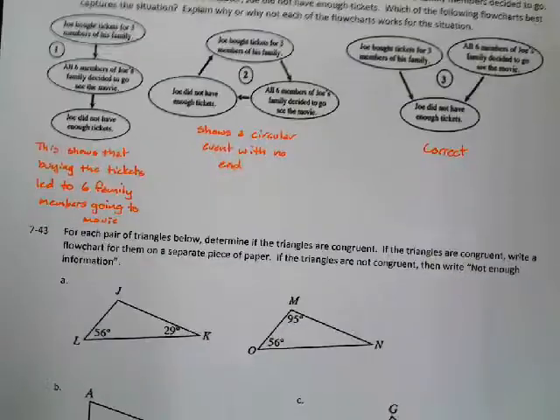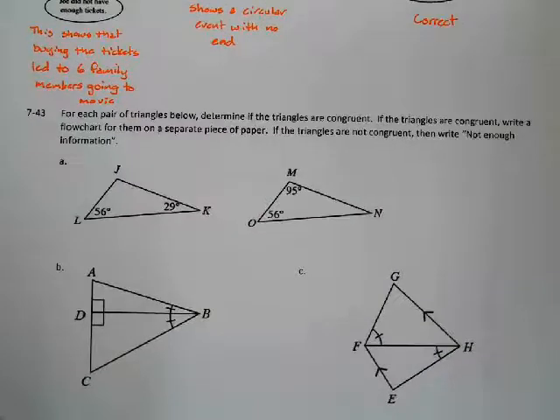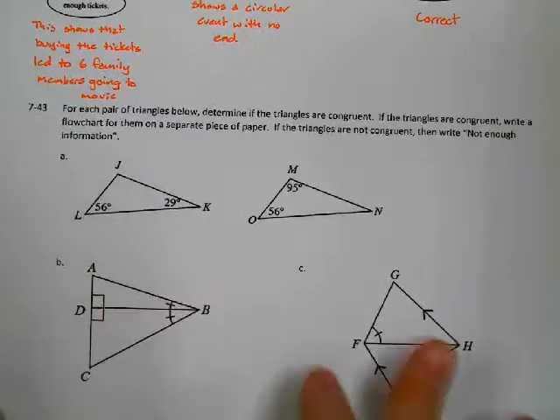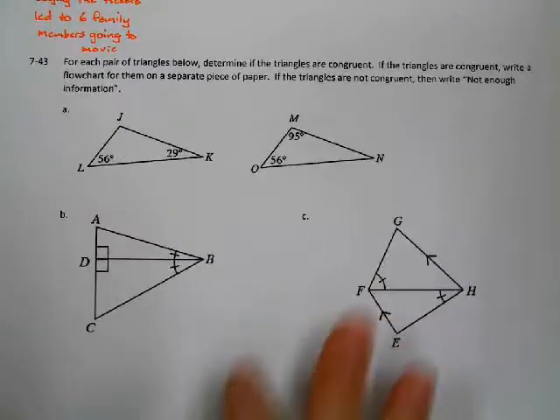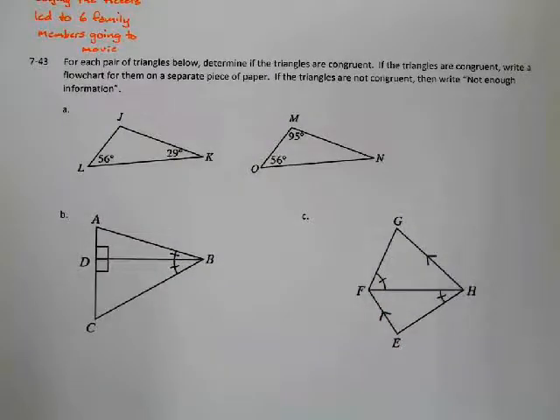All right, now we're going to do some proofs. Well, not proofs. We're going to do flowcharts, which are kind of like proofs. But what we're going to look at is we've got 5 different situations here with triangles, and we're going to see which ones of the situations are enough to prove the triangle is congruent. If they are enough, on a separate piece of paper, we're going to make a flow chart for that.